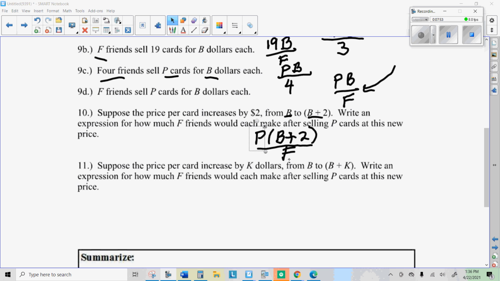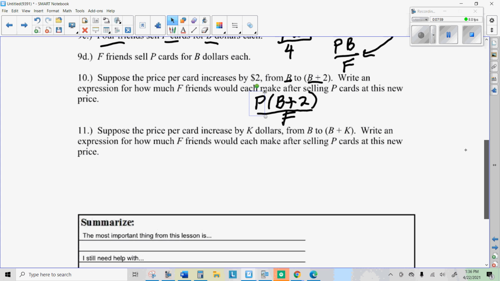Noticed I used parentheses there to make sure I added the 2 to the price first for each card. Okay, suppose the price per card increases by K dollars. So from B to B plus K. Write an expression for how much F friends would make after selling P cards at this new price. And there you go. All right, go ahead and summarize what you learned.